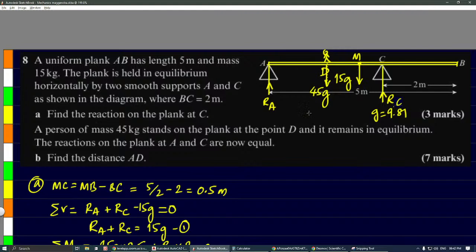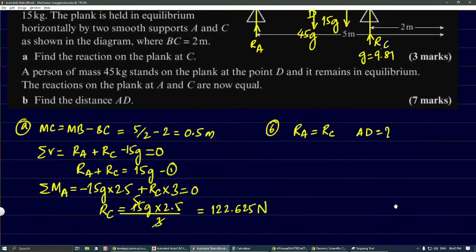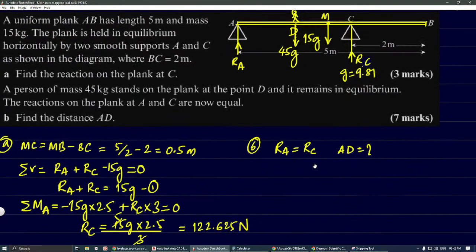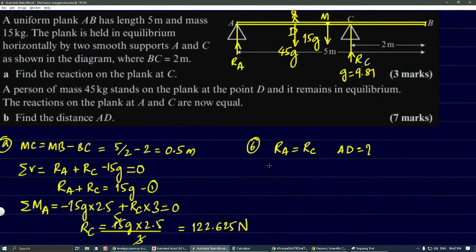Fine. So for B bit, reaction at A will be equal to reaction at C. This is additional information given. We are supposed to find the distance AD. AD equal to how much? This is what we need to find. Once again, let's start with moment about A. But first, before that, we have to again take sigma V.